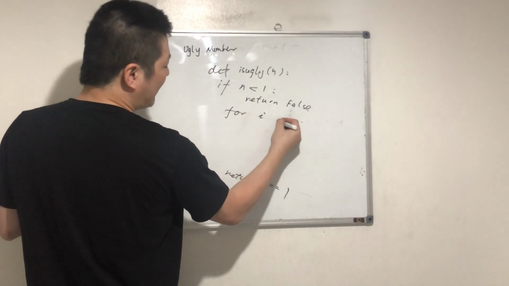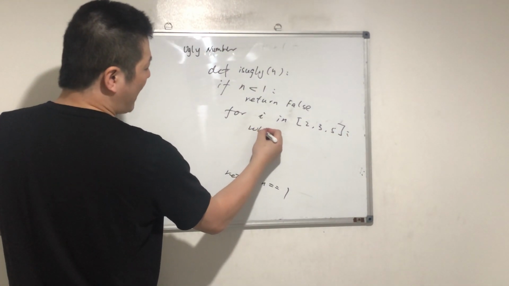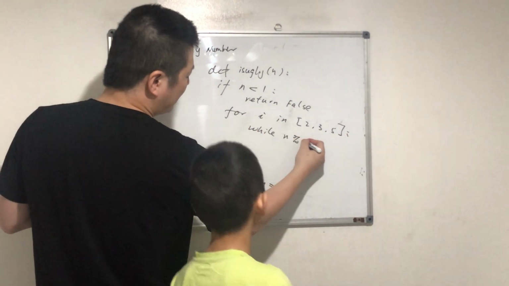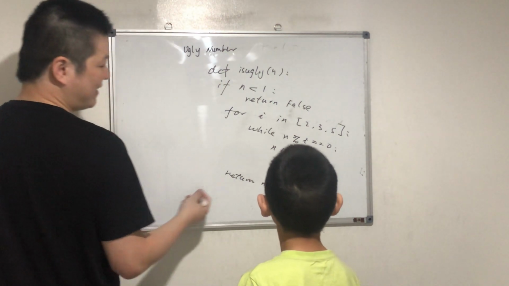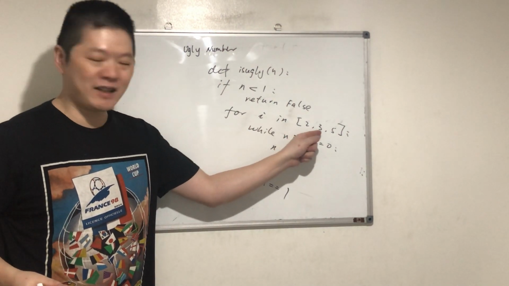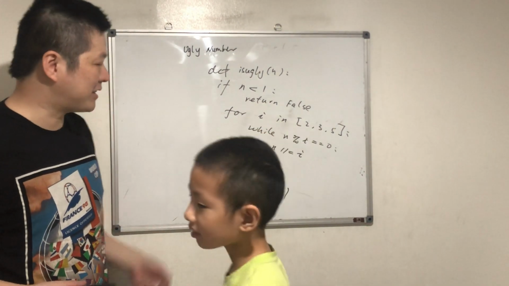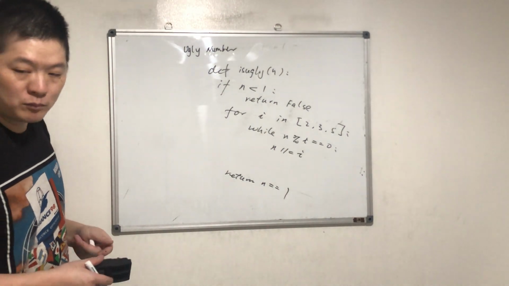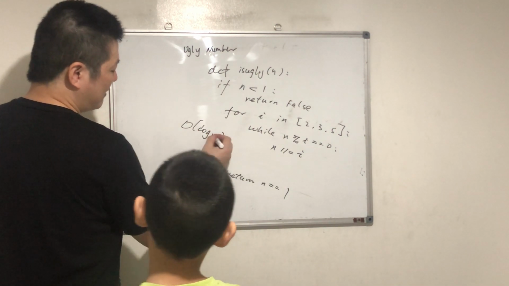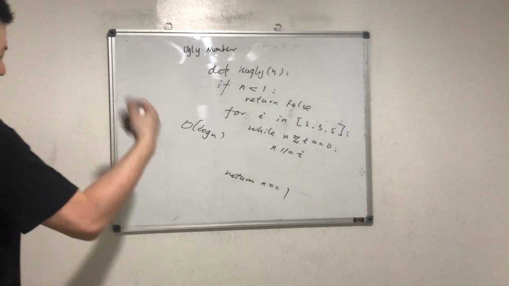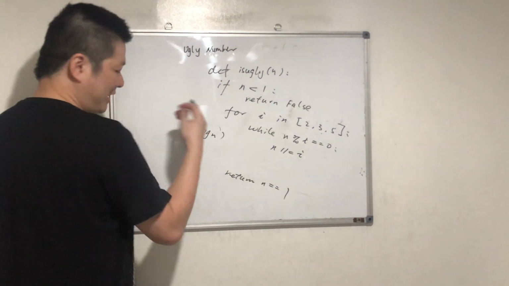So we can write this as a nice for loop: for i in 2, 3, 5, while n can be divided by i, keep dividing n by i. This is shorter. What's the time complexity of this one? O(log n), because we are repeatedly dividing, so roughly in log scale.